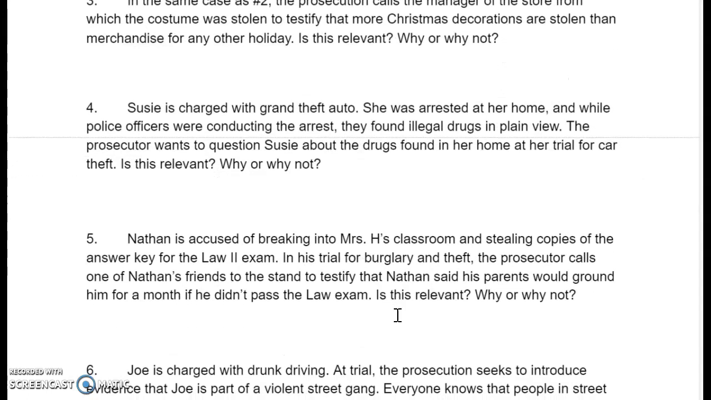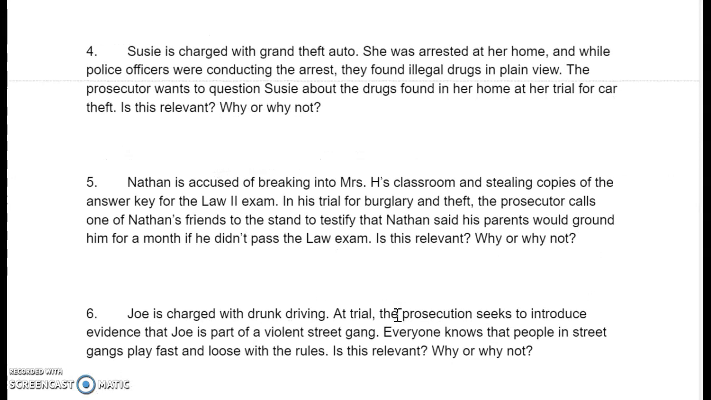Number four, we've got Susie charged with stealing a car. When the police officers come into her house, they find illegal drugs in plain view. And hopefully most of you remember from Law 1 that this is a good search. Under the Fourth Amendment, if they are properly executing a warrant, if they're properly executing an arrest and they see something in plain view, they can seize that evidence, okay?